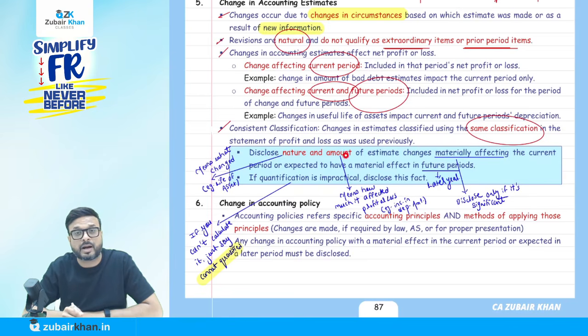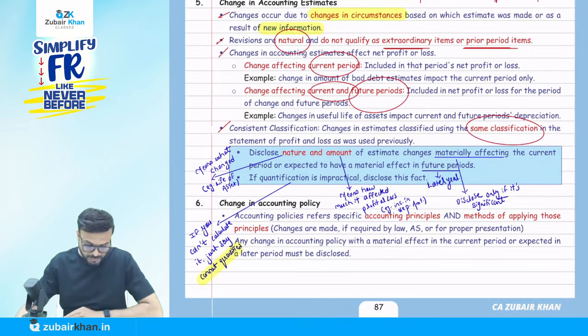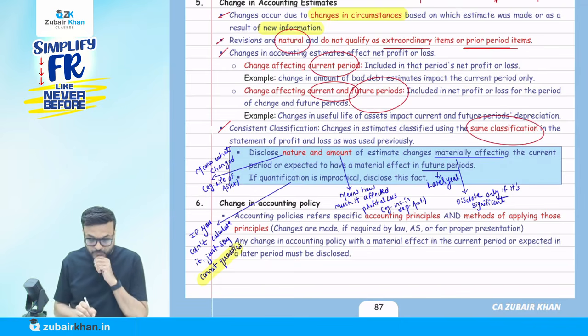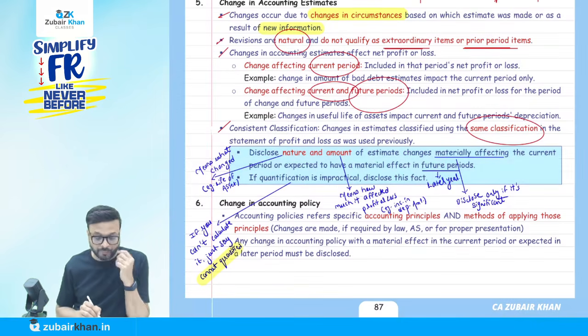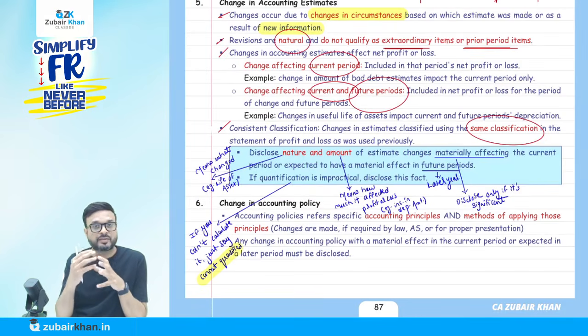Disclose the nature and amount of estimate changes materially affecting the current period or expected to have a material effect in the future period. What does it mean? Nature means what has changed. For example, the life of the asset. That is the nature: the life of the asset we are changing.